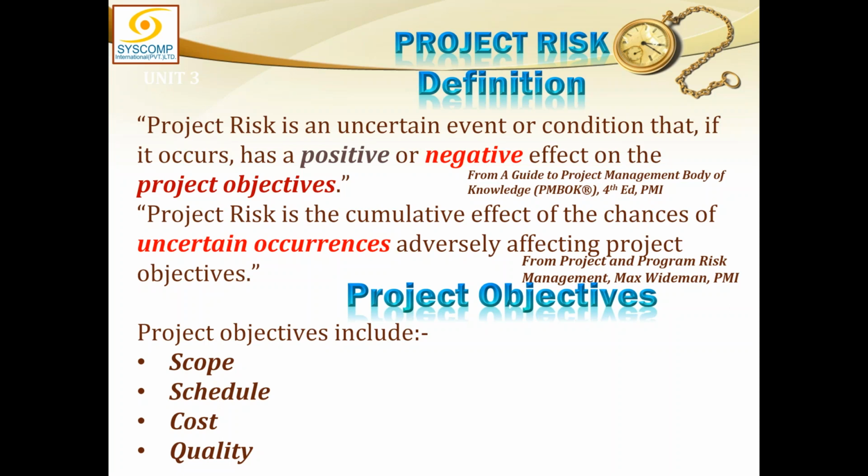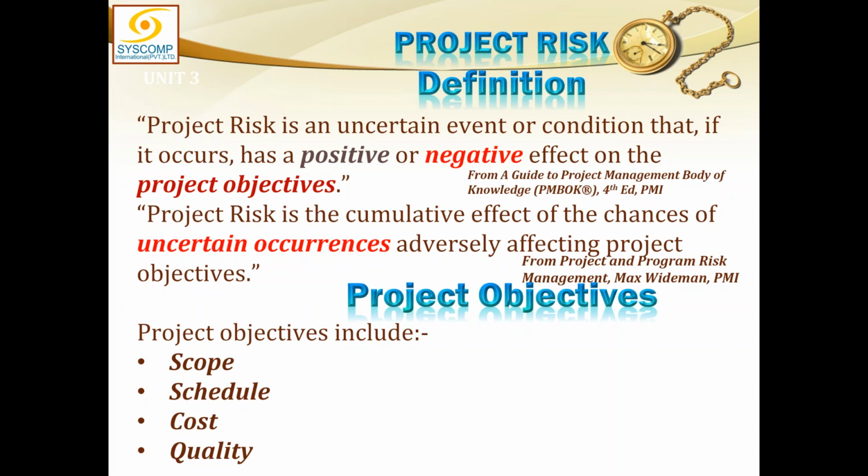Project risk is a cumulative effect of the chances of uncertain occurrences adversely affecting the project objectives. So here we are talking about the project risk. This is the cumulative effect of the chances. Chances are the probability. How much is the probability? Now, we can't really be sure about the probability. Therefore, we have to seek this data from a number of sources and probabilistically analyze and ascertain a percentage for that. So that is the probability.